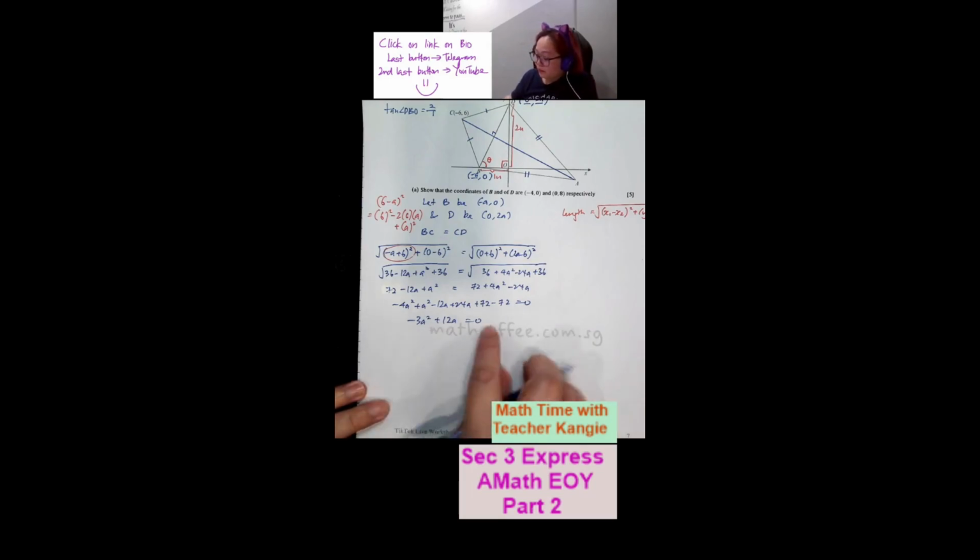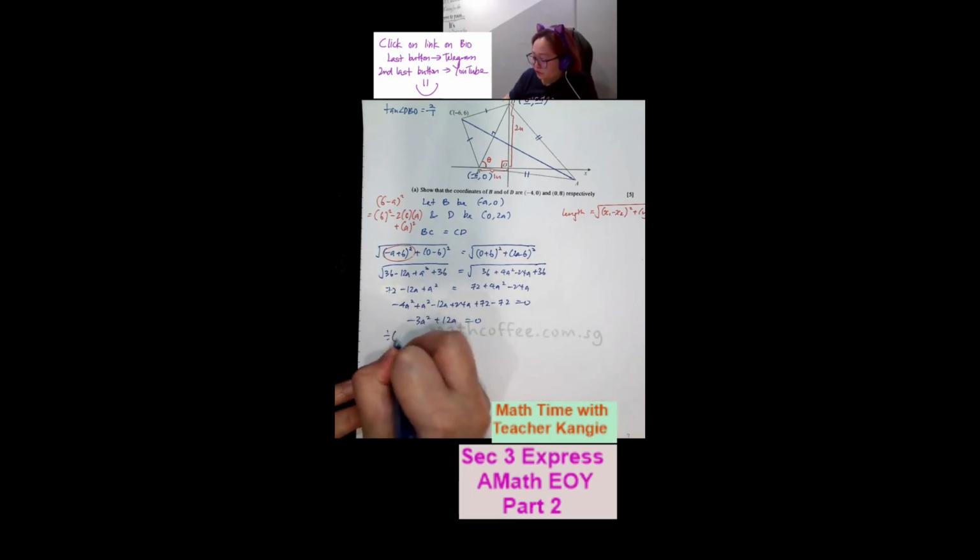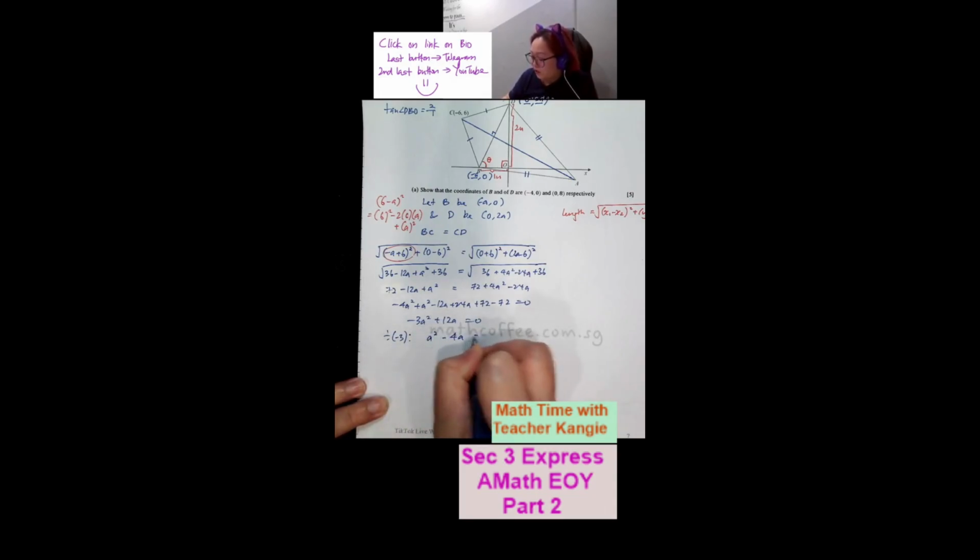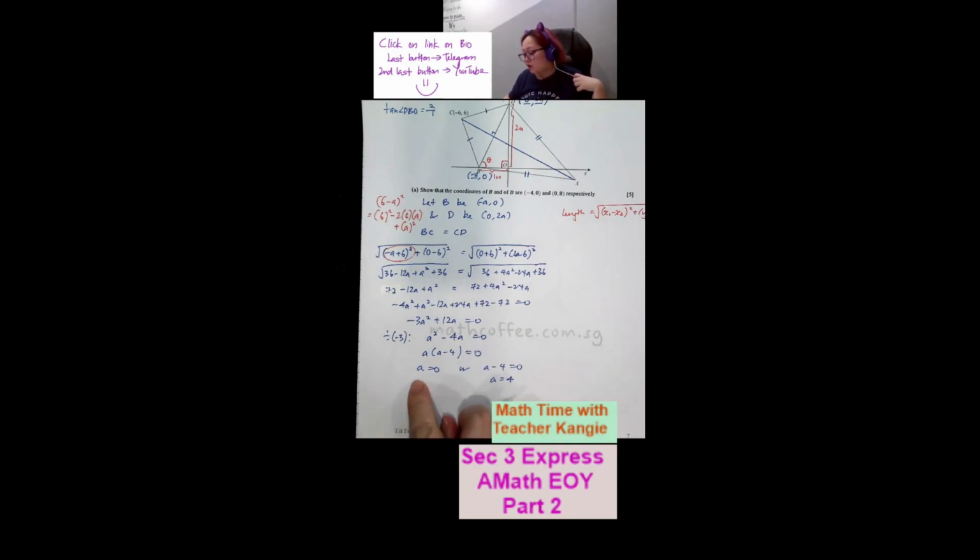Okay, so then what we're going to do is divide by negative 3 throughout. So now I have a squared minus 4a equals 0. So how to solve this is factorize out the a. So now you have a equals 0 or a minus 4 equals 0, and I get a equals 4. And of course we reject a equals 0. Okay, so now we have our a equals 4.